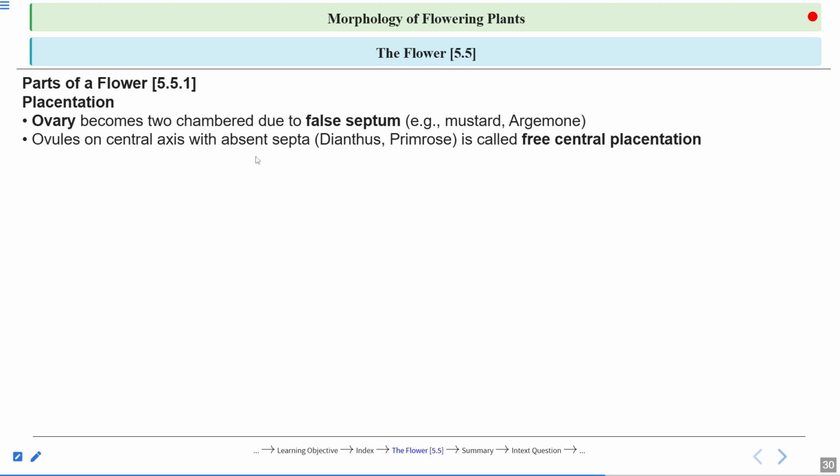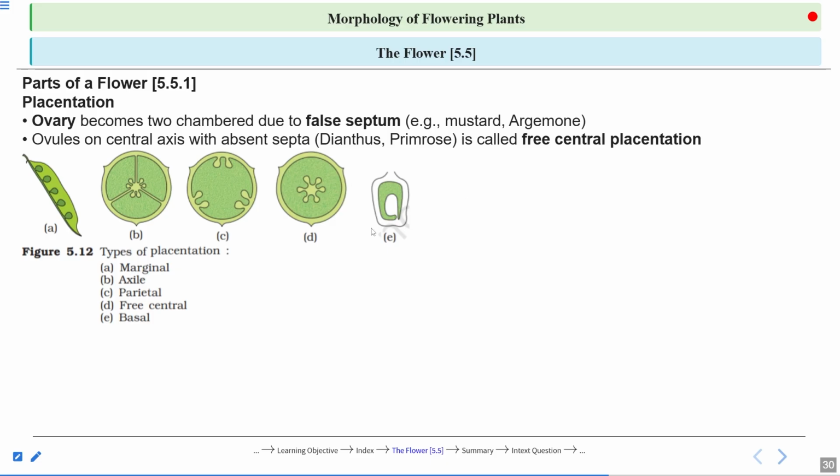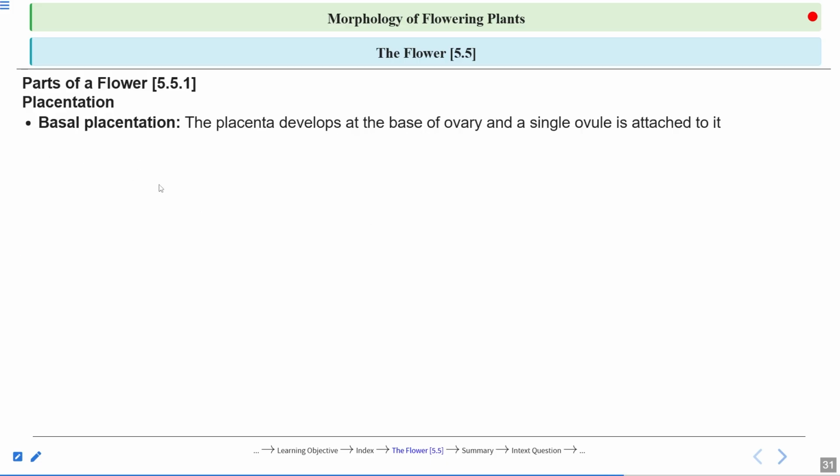Ovules on the central axis with absent septa. No septa is there. Dianthus and primrose. And this is called free central placentation. Okay. This is the free central placentation. The last one, basal placentation. The placenta develops at the base of the ovary and a single ovule is attached to it. Only one ovule is attached there, right? And it is attached with the placenta at the base of the ovary.